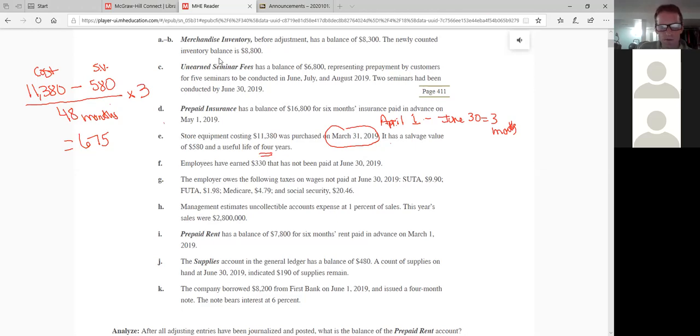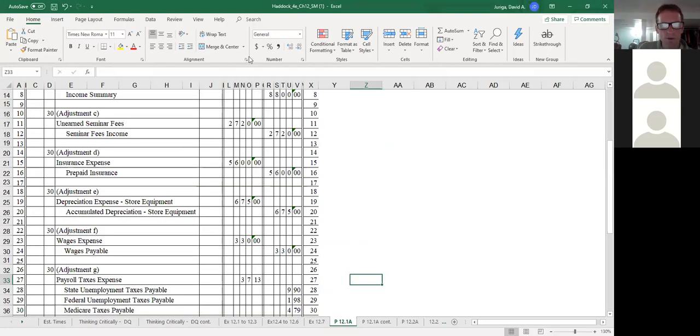So if I now go back and look at the entry, again, this is for the depreciation. Notice there's your 675 being debited to depreciation expense. Here's your credit of accumulated depreciation being credited right there. All right, now of course, that's review.